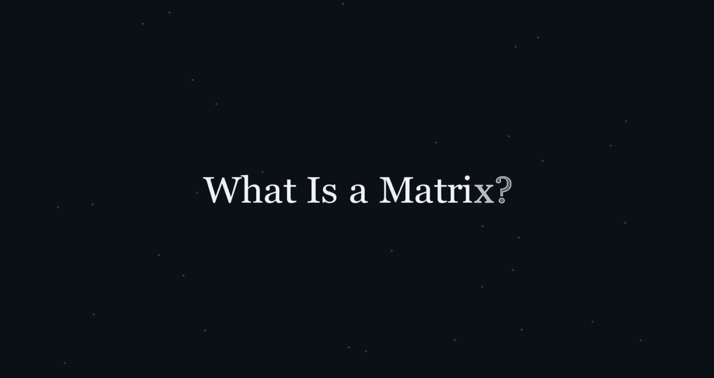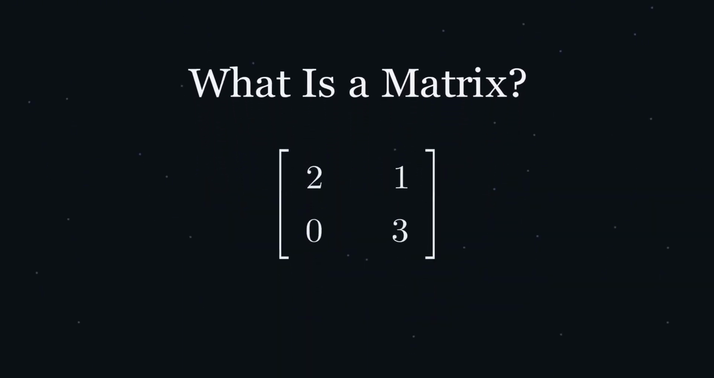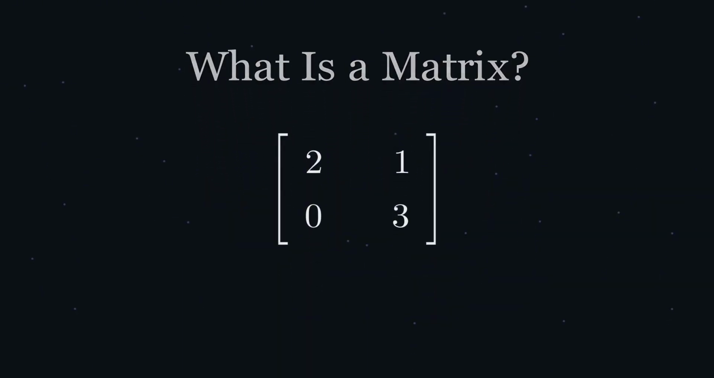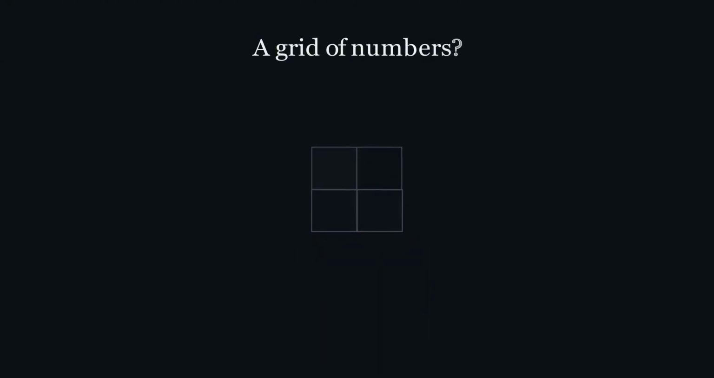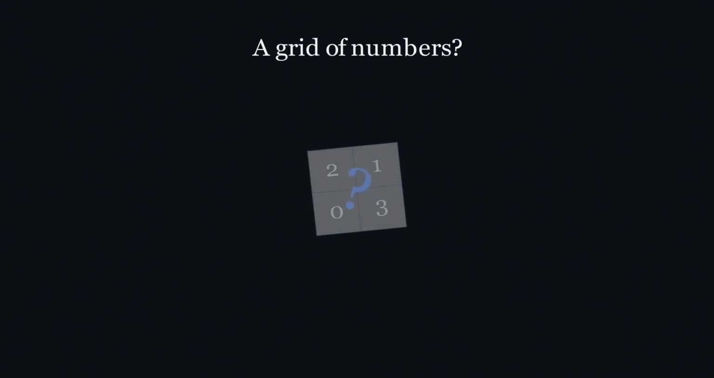If you're studying linear algebra in school, you might have asked the question, what is a matrix? And you've probably been met with the description that a matrix is a grid of numbers. While that's kind of true, it's a description of what a matrix looks like rather than what it actually is and what it actually does.